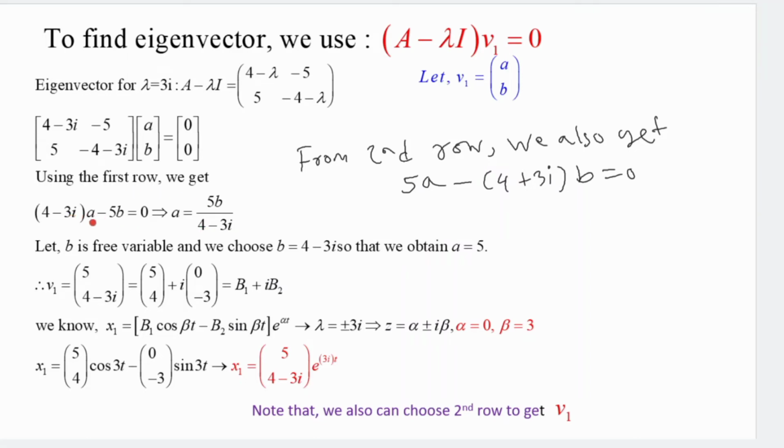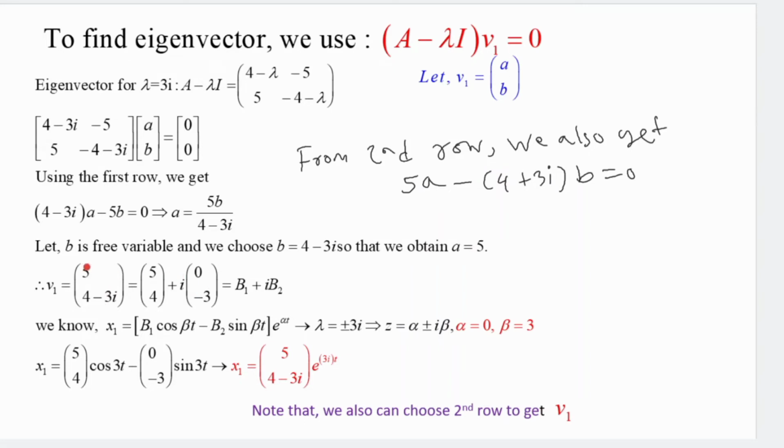Since there is only one equation and two unknowns, we can consider b as a free variable. That means we can choose b as any complex number. So here if I choose b equal to 4 minus 3i, then we get a equal to 5. That's why I choose b equal to 4 minus 3i, so that we obtain a equal to 5. So now our obtained vector B1 equals (5, 4 minus 3i). This B1 we can write as real part and imaginary part.